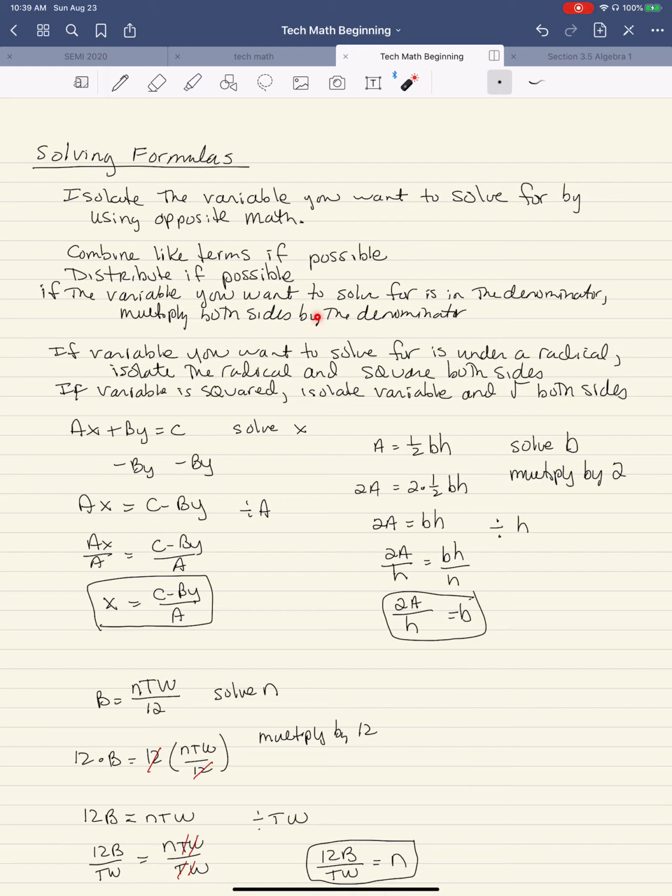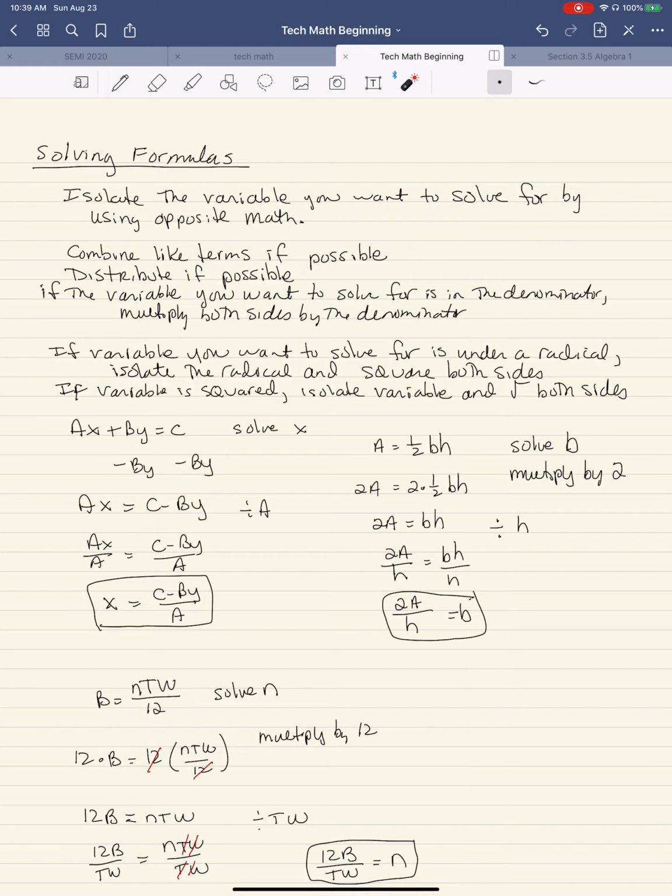If the variable you want to solve for is in the denominator, multiply both sides by the denominator. Usually you do this step even if you have a fraction too. If the variable you want to solve for is under a radical, isolate the radical and square both sides. That will clear the radical. If the variable is squared, isolate the variable and take the square root of both sides.